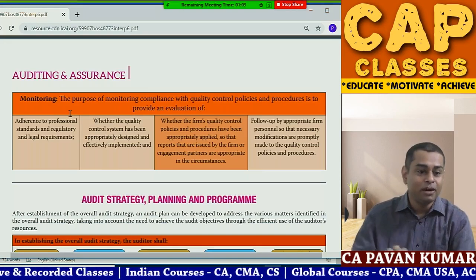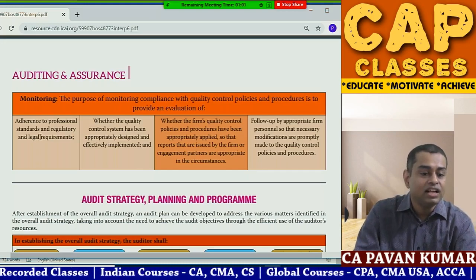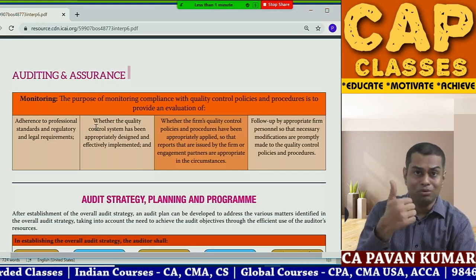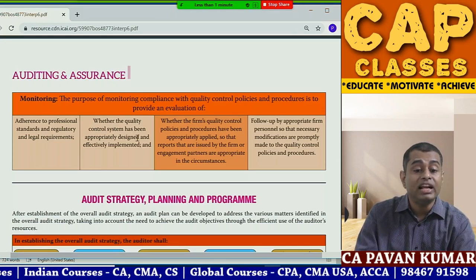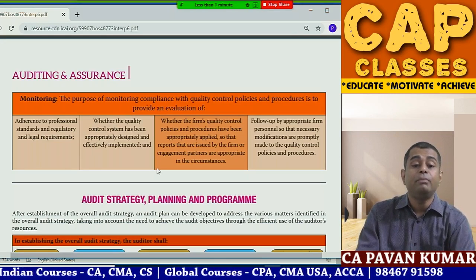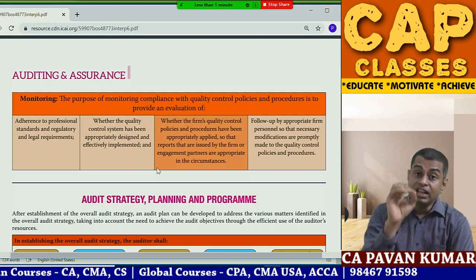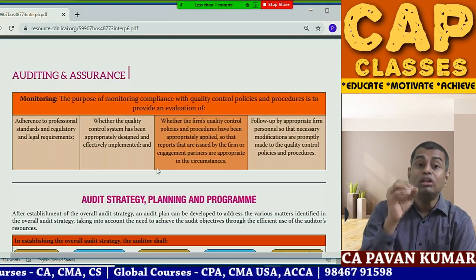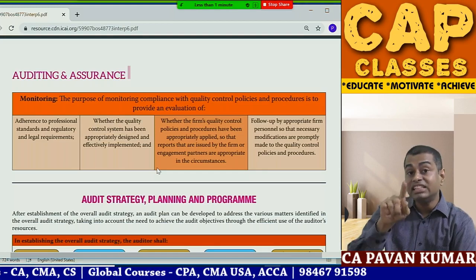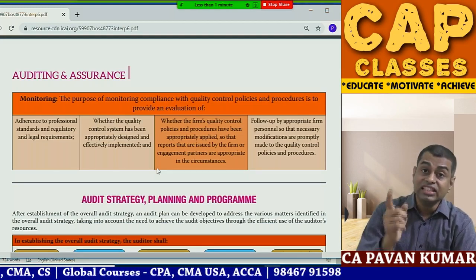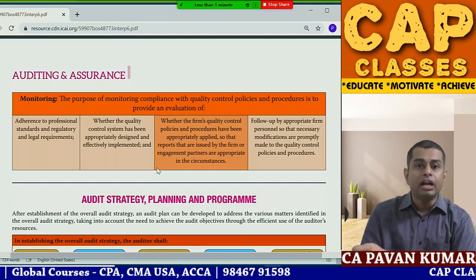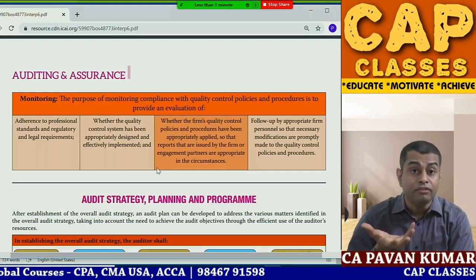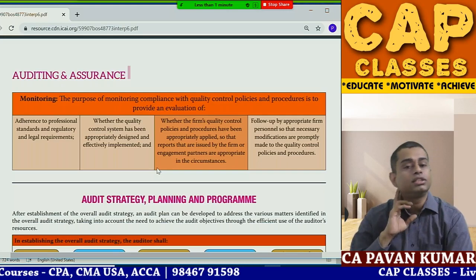Okay, so look here. Adherence to professional standards and regulatory and legal requirements, you need to monitor that. 2, whether the quality control system has been appropriately designed and effectively implemented, as given in 220, as given in SQC1. So if I am Pavan Kumar of Pavan Kumar and Company, I am the leader of the audit firm, I have to monitor these things.